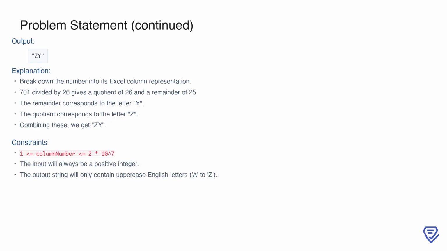To ensure clarity, let's also remember the constraints. The input will always be a positive integer within the range of 1 to 2 to the power of 31 minus 1, and the resulting output will only contain uppercase English letters. With these examples and constraints in mind, you now have a clear understanding of how the problem is defined and what is required to solve it.